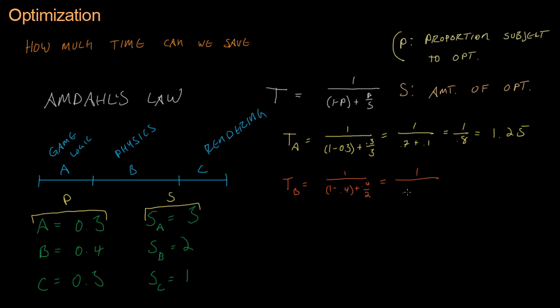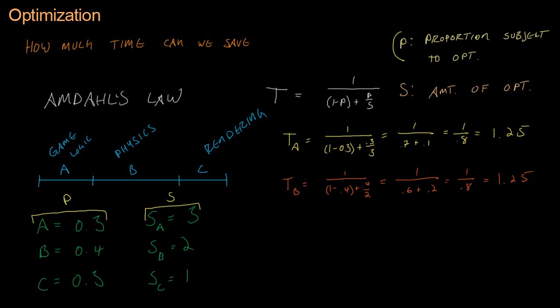Simplifying this, we have 0.6 plus 0.4 divided by 2 is 0.2. Lo and behold, we have 1 over 0.8, which is 1.25. So even though we have very different numbers here, even though our game logic takes less time than our physics to run, since we can get a better speed up out of it, it turns out optimizing our game logic will get us just as much leverage as optimizing our physics.